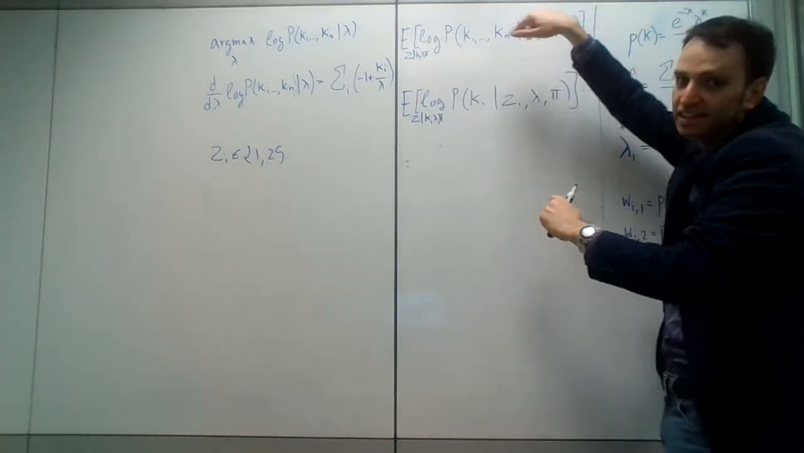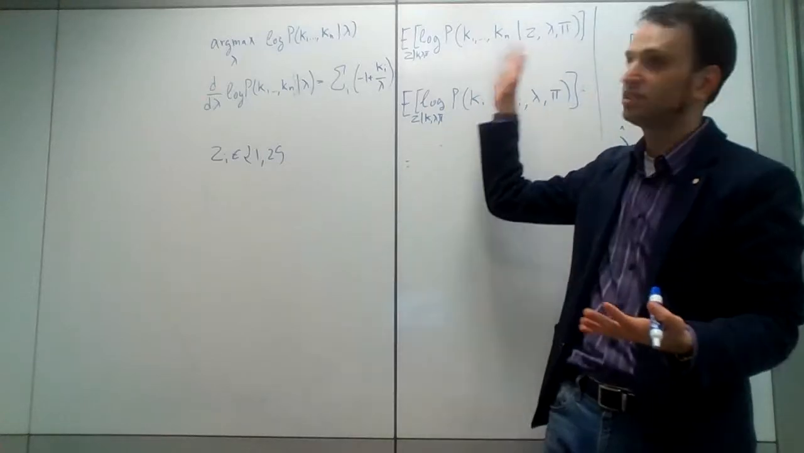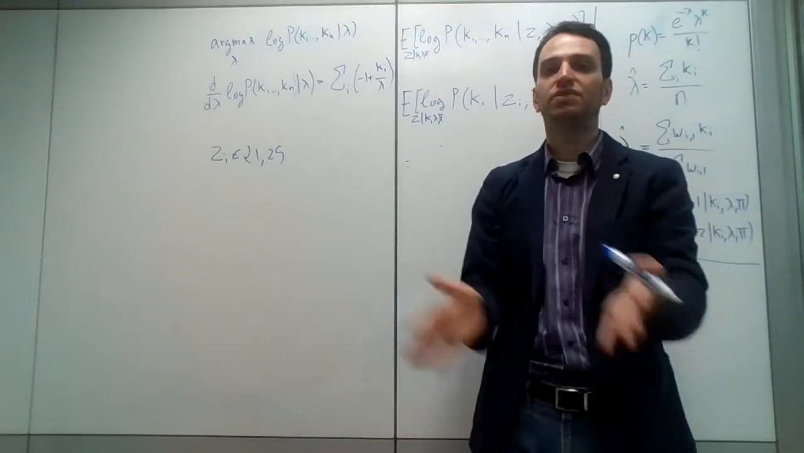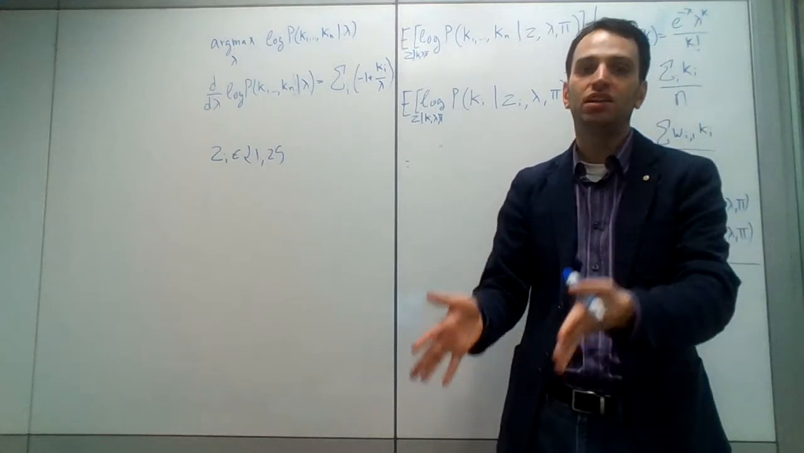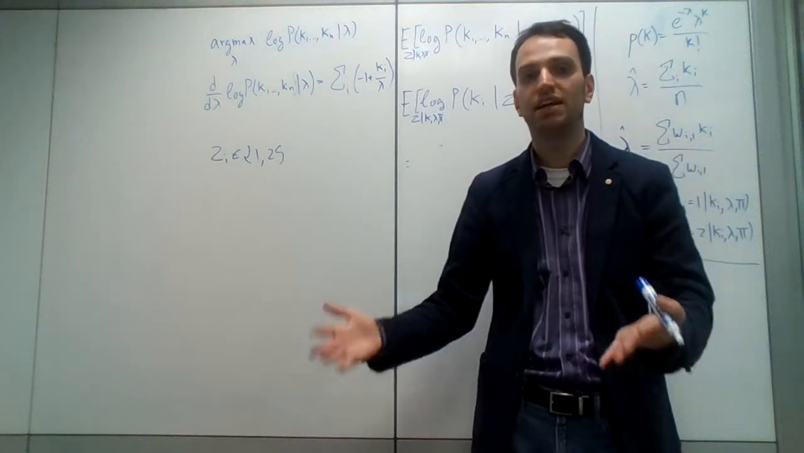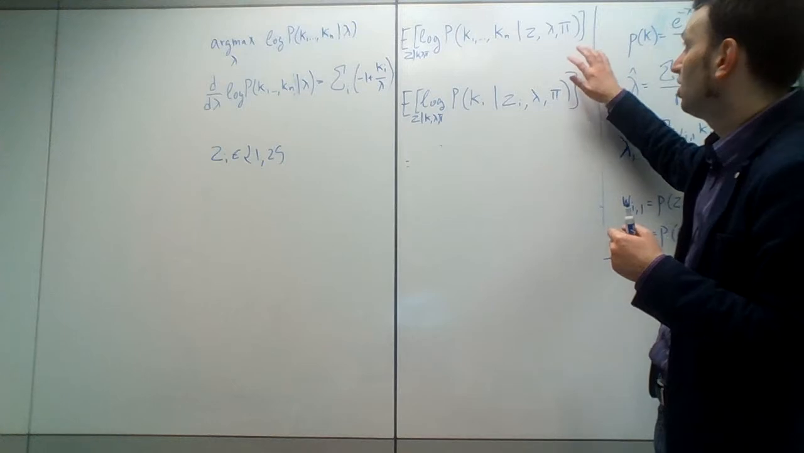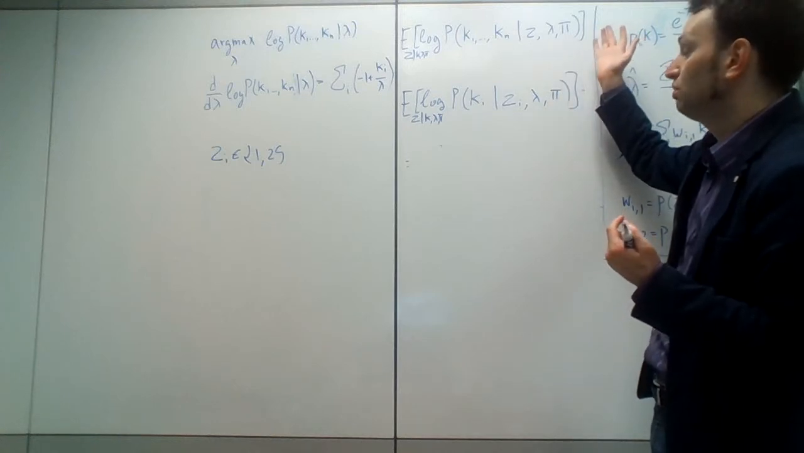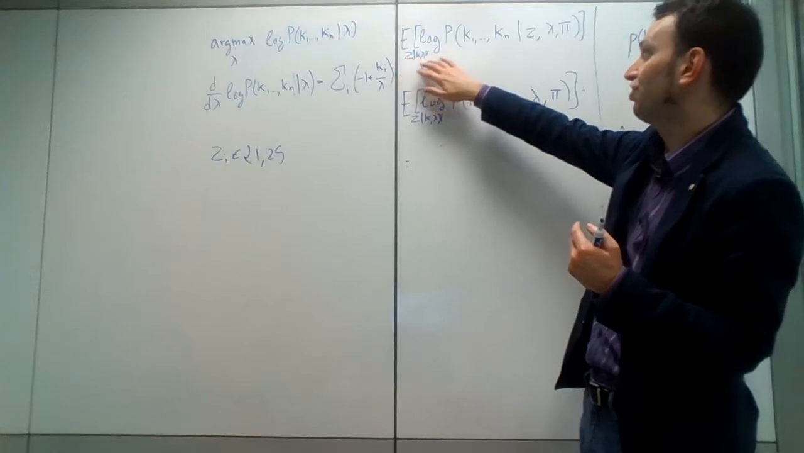Because if you know the z's, everything's easy. If z equals 1, then you assign the k to pile number 1. If z is equal to 2, you assign the k to pile number 2. And you do maximum likelihood on the two piles separately. You get your lambda 1 and lambda 2, you're done. Can't do that, because we don't know the z. So we'll do the next best thing: we'll compute the expectation of this guy.